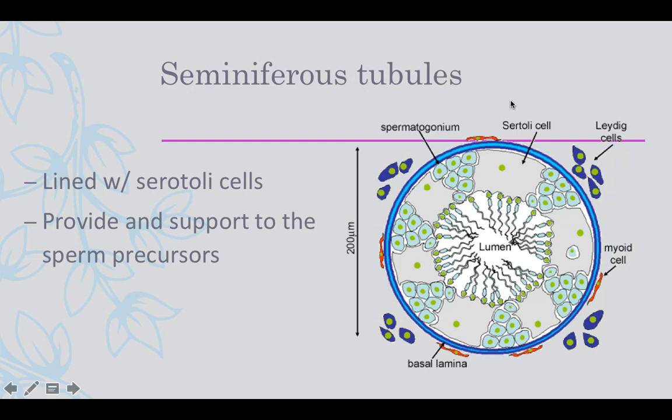Okay, so more about the seminiferous tubules here. So again, this is in the testicle. It has these cells, and this will definitely be on the test when the time comes. They're called Sertoli cells. And their whole purpose is to nourish and support the precursors to sperm until they're ready to be sent to the epididymis for further maturation.